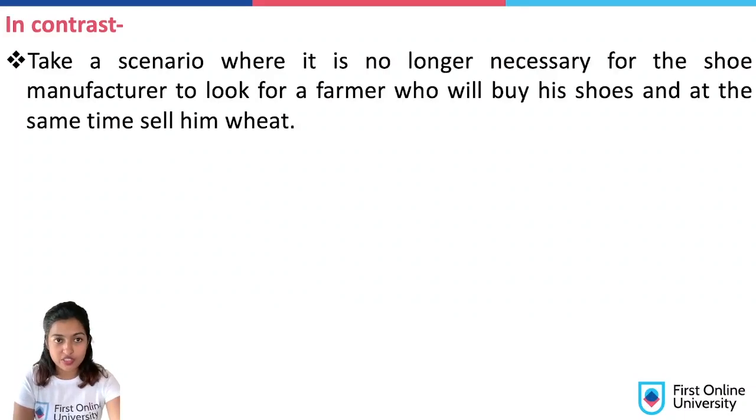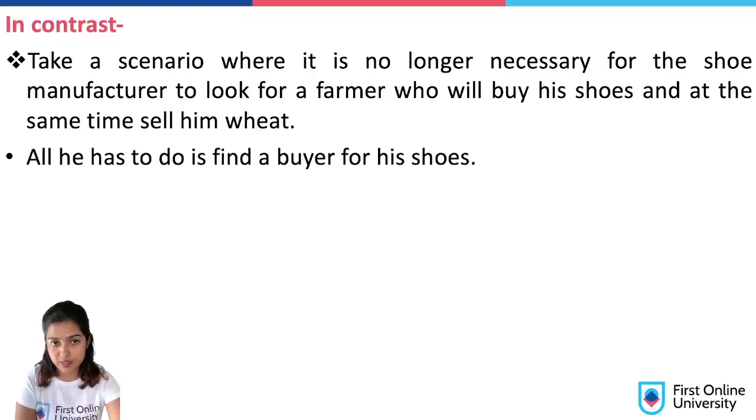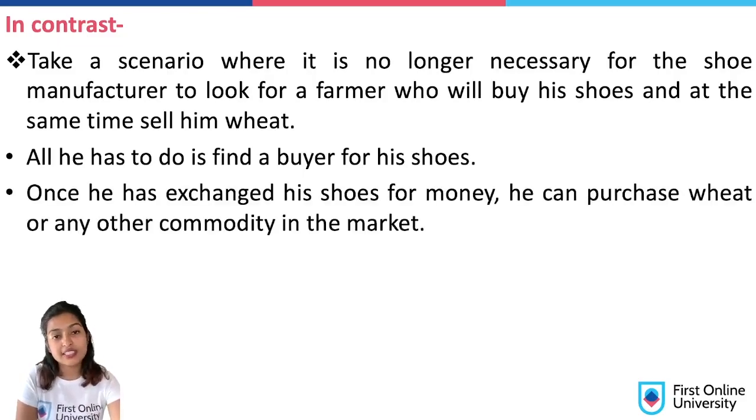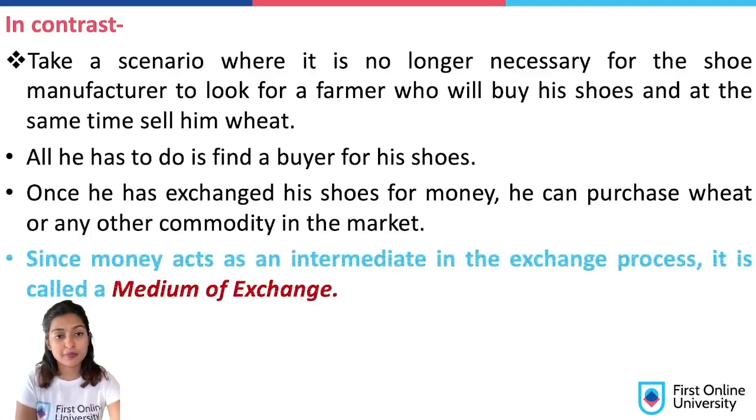In contrast to this feature, take a scenario where it is no longer necessary for the shoe manufacturer to look for a farmer who will buy his shoes and at the same time sell him wheat. All he has to do is find a buyer for his shoes firstly. Once he has exchanged his shoes for the money, he can purchase wheat or any other commodity in the market. Since money acts as an intermediate in this kind of exchange process, it is called a medium of exchange.